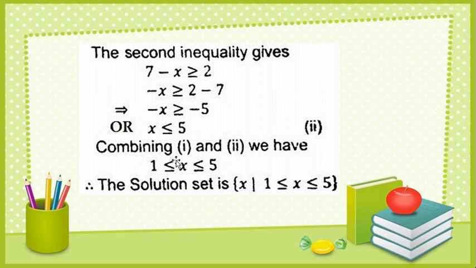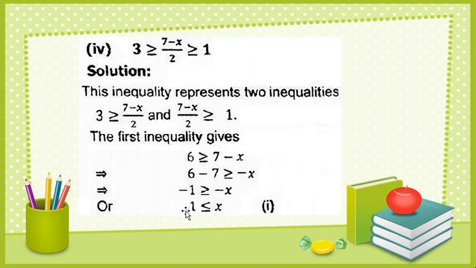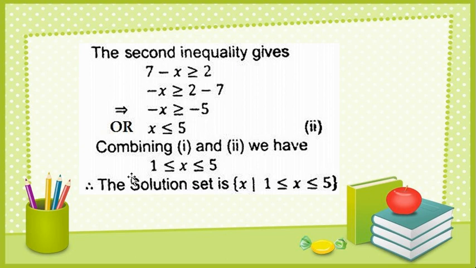Now I am combining, as I told you that I will write the value of the x in between and the two values on the left and right side. So combining 1 and 2, this is the answer of 1, that 1 is less than or equal to x. So I am writing this over here, 1 is less than or equal to x, and then x is less than or equal to 5. So this is the final solution of my double inequality.